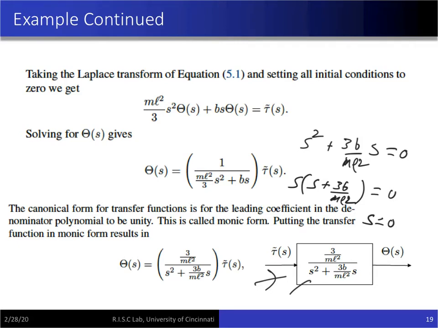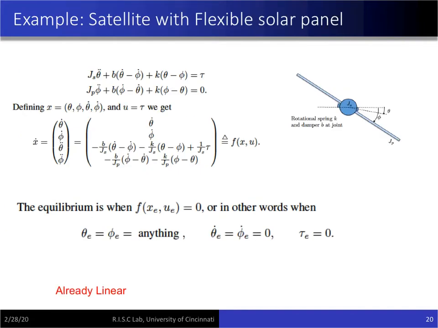So simple, you can always do partial fraction factorization and then compute the poles here. So one pole is at 0 and the other is minus 3b over ml squared, right? And there is no zero here in this equation. And we'll see how poles and zeros affect the behavior of the output, but we'll do that later, maybe in Monday's class.